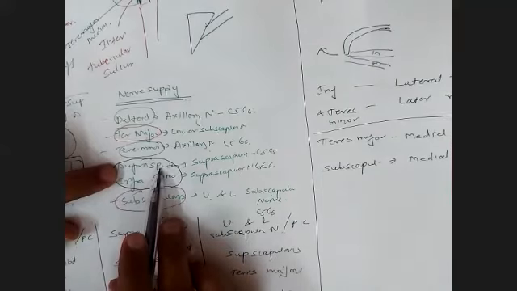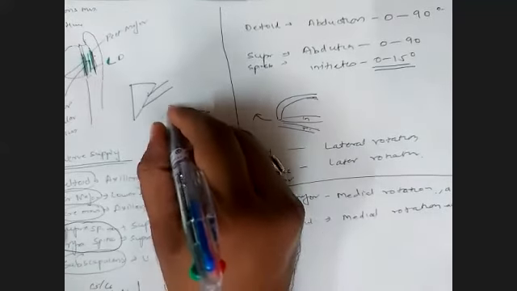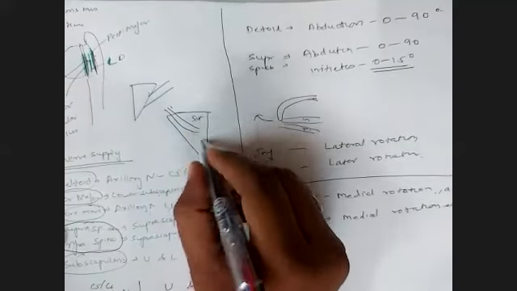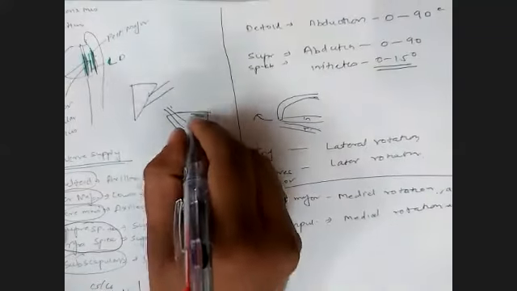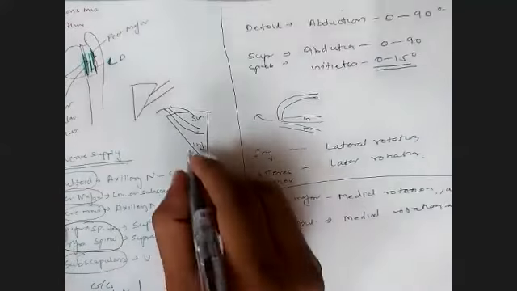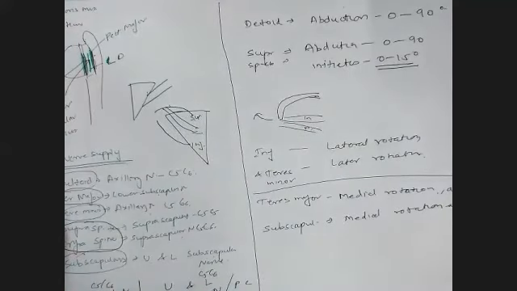Supraspinatus takes origin from the supraspinous fossa. When we look at the scapula from the posterior aspect, there is a spine. Above the spine is supraspinous fossa, from where supraspinatus takes origin. Infraspinatus takes origin from here. Supraspinatus goes and gets inserted on the uppermost impression of the greater tubercle. Infraspinatus gets inserted on the middle impression of the greater tubercle.